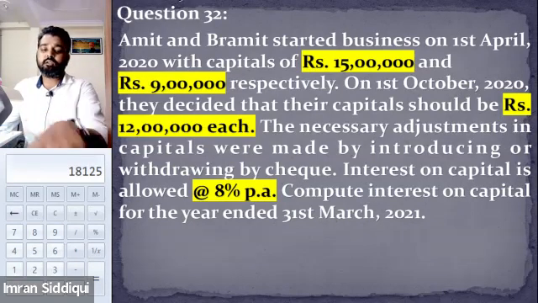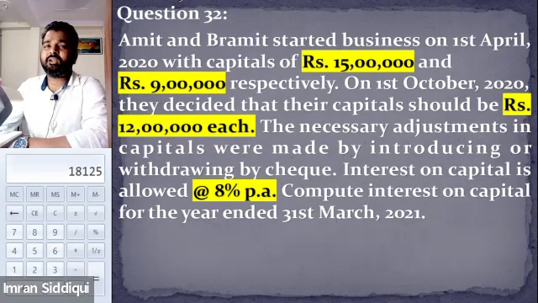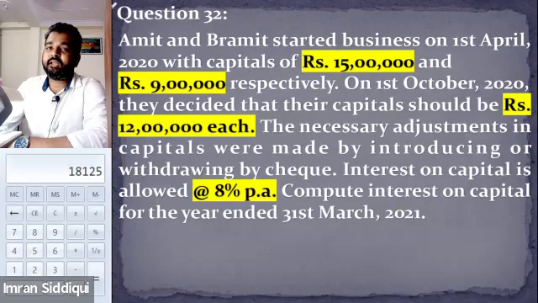But during the year, on 1st of October, they suddenly decided that their capital should stand at 12 lakh each. Both the partners should contribute at least 12 lakh, and if any one of them has contributed in excess of 12 lakh, such amount shall be withdrawn by way of cheque. And if any partner has contributed less than 12 lakh, then such partner needs to contribute further capital by way of cheque.